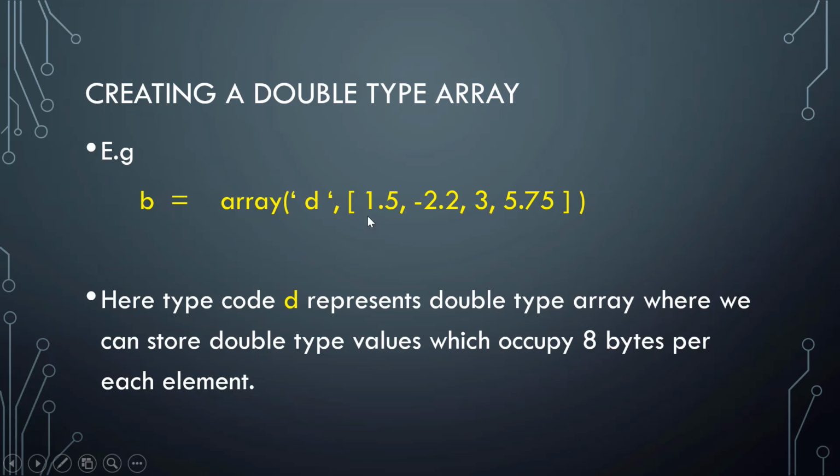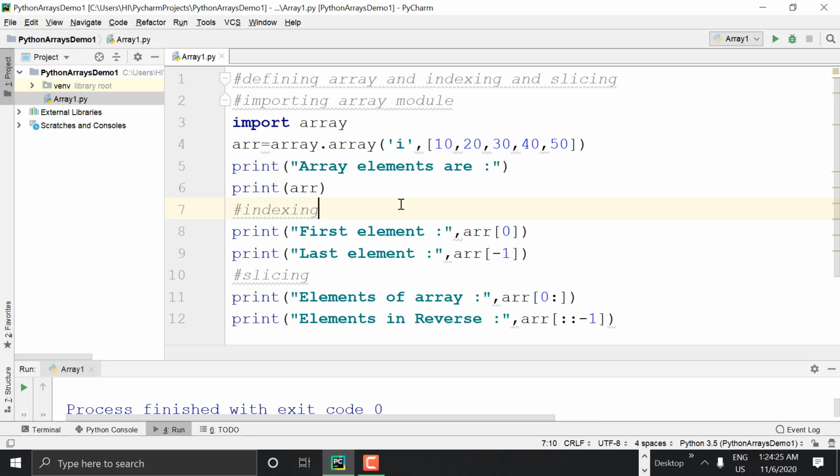So I can give integers as well inside double, but in an integer array we cannot store double values or float values. So what I said now, 1.5 comma minus 2.23, 5.75. Like this, I've given some floating point values, or you know, double values. Here D represents a double type array where we can store double type values, which occupy 8 bytes for each and every element. Okay, let's switch to PyCharm and see this example practically so that we'll understand more clearly.